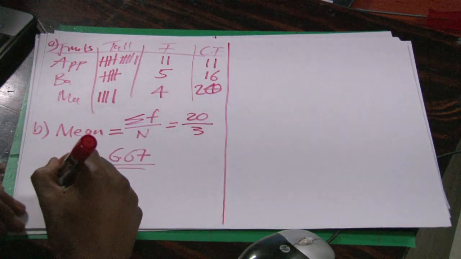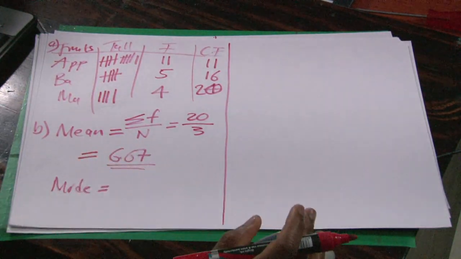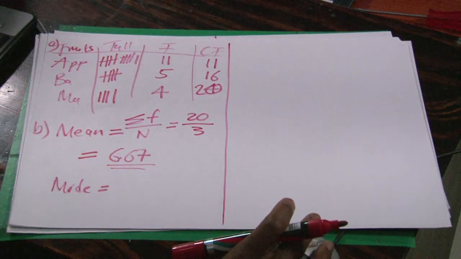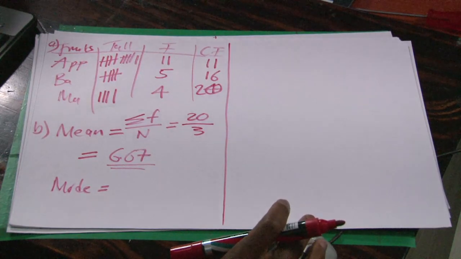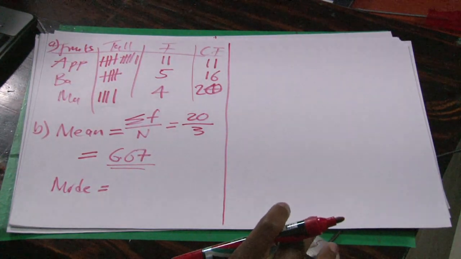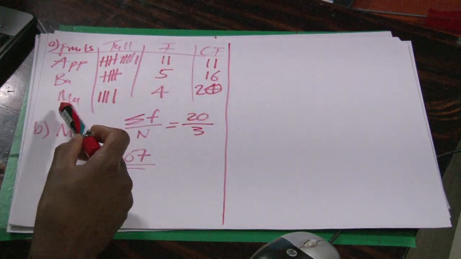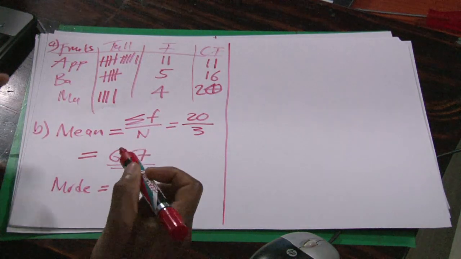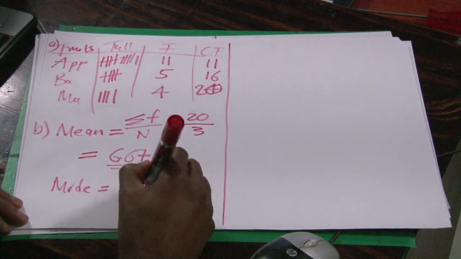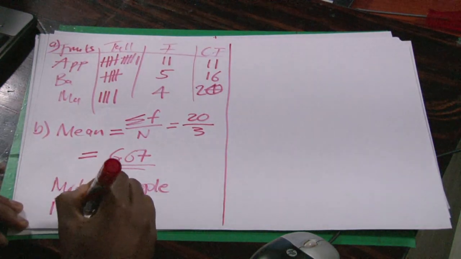Now, mode. Mode is the item or the number that's appearing most frequent, or more times compared to others. In this case, you can just look at your frequency table. Apple's appearing 11 times. Banana is 5 times. Mango 4 times. Which one's appearing the most? Is apple. So it's apple. That's our mode.